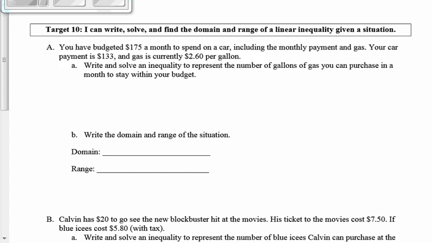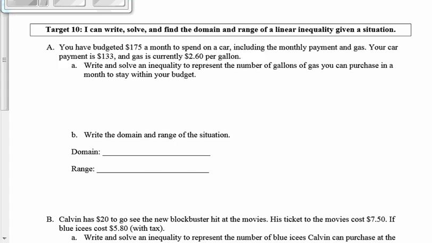All right, so it says you have budgeted $175 a month to spend on a car, including the monthly payment and gas. Your car payment is $133 and gas is currently $2.60 per gallon. So the first thing we're going to do is write an inequality and solve it to represent the number of gallons of gas you can purchase in a month to stay within your budget.